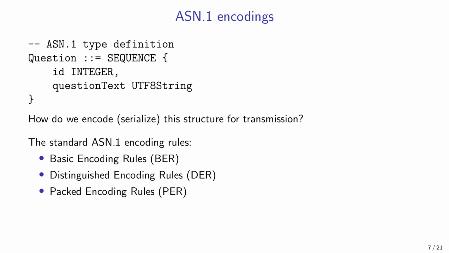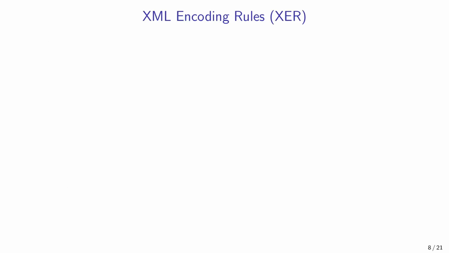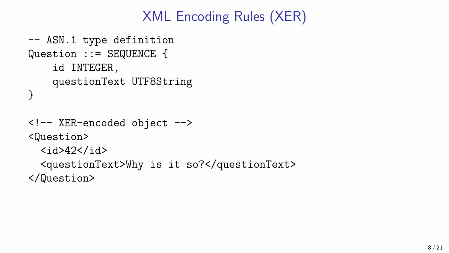PER or packed encoding rules is a very space-efficient encoding mechanism useful when we have to save bandwidth, but that mechanism also introduces more complexity. XER or XML encoding rules allow us to encode data using XML. And the recent standards also propose JSON encoding rules to encode ASN.1 data. Let's take a quick look at the example of XML encoding rules. So here is our ASN.1 notation. And this is how it will look when XER encoded.